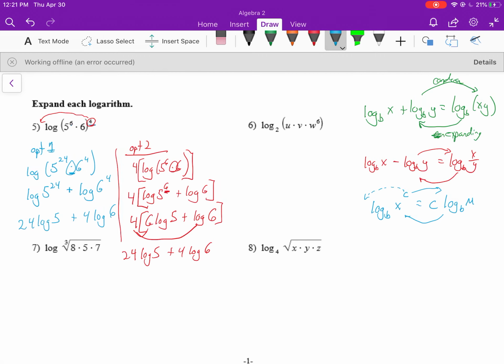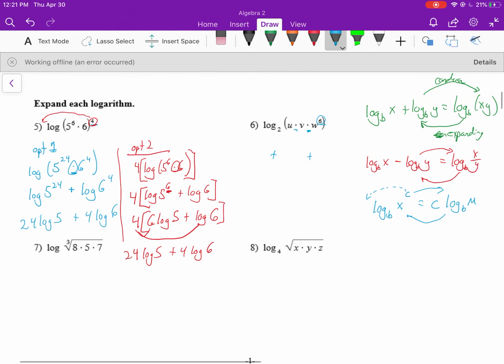Number 6, I'm not going to work through all the way, but we have 2 multiplications here, so you're actually going to have plus twice, and then you'll have to work with the 6 once you get there.